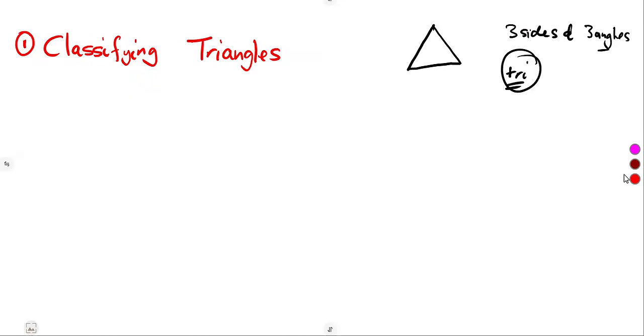Three sides, three angles. So the sides can all be equal. Two sides can be equal. The three sides can all be different. The type of triangle can be non-right angled, or it can be a right-angled triangle. Those are now the classifications that we want to look into. But as a basic property, a triangle is a three-sided shape which has three angles.